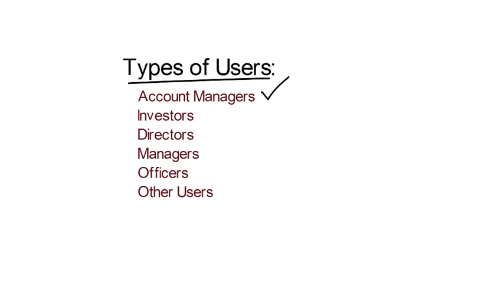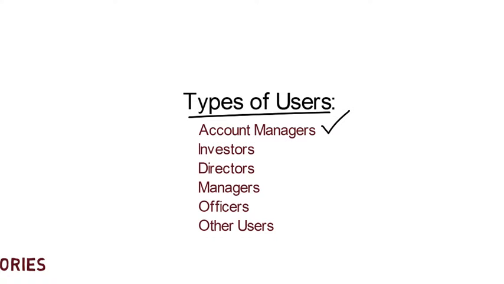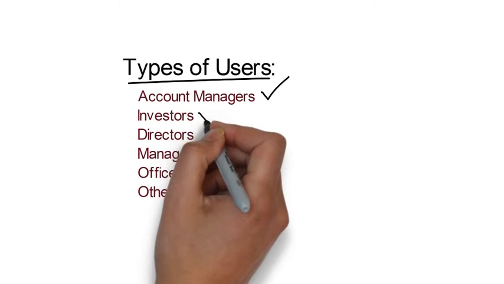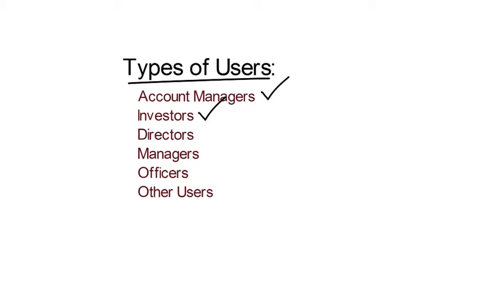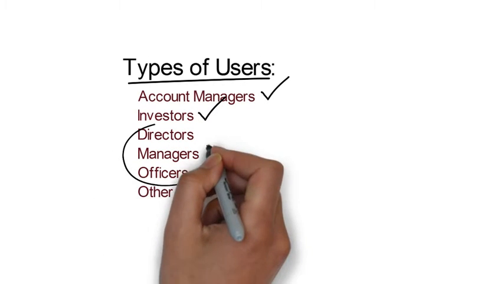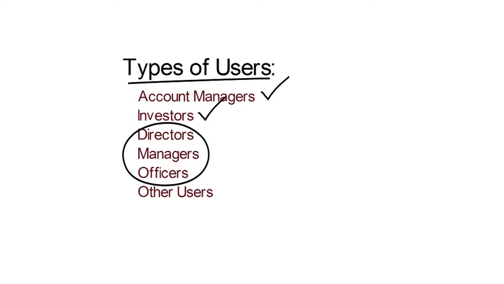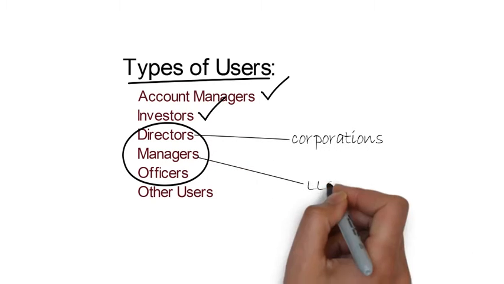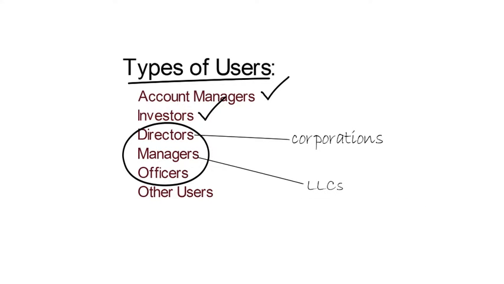Okay, investors will typically be your shareholders if you're a corporation, or your members if you're an LLC. Since After Incorporation works for both types of legal entities, the more generic term of investor is used here. These next three user types are all considered management users and are applicable to the management tool. Directors are relevant if you're a corporation, and managers are relevant if you're an LLC. Officers are relevant to both.